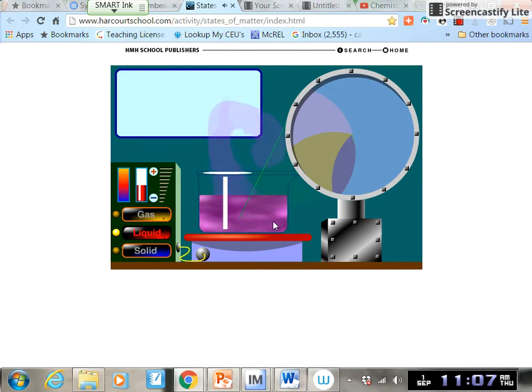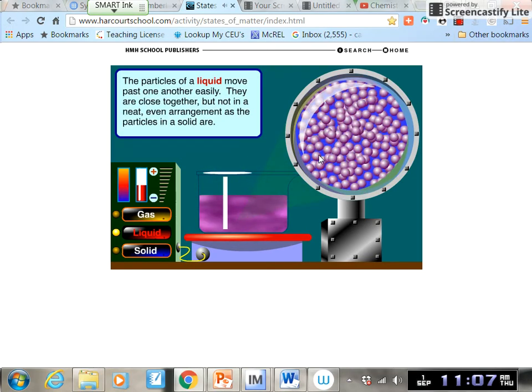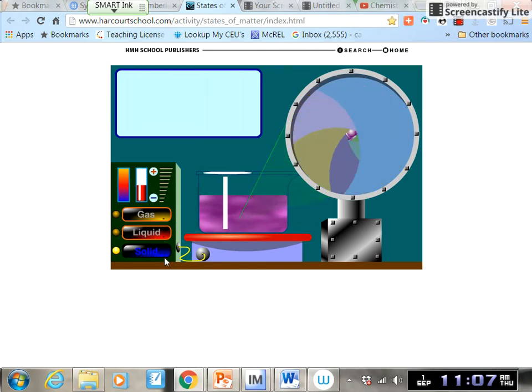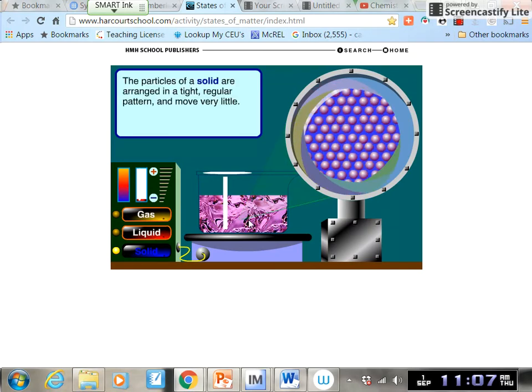Notice if you stop heating it, the vapor condenses and you're back to your liquid. And we could cool it even more. And notice now it's like frozen, is what we would call it, if you let it solidify, and we're back to our solid. Okay, I hope this helped.